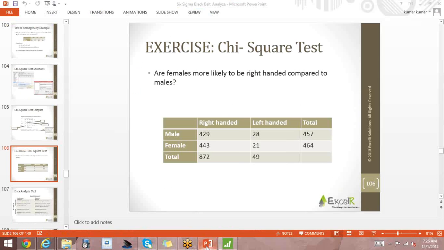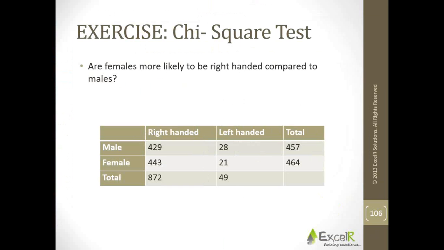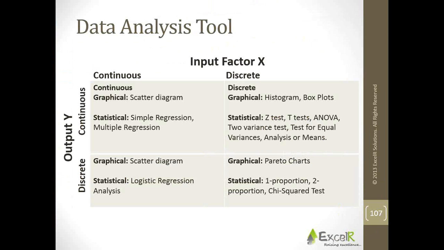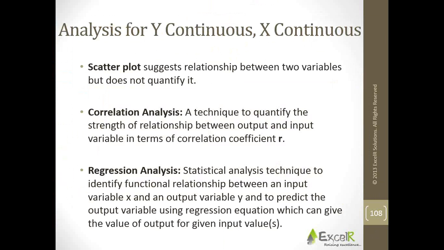All right, let me go to this. Until now we have seen what we should do when y is discrete and x is continuous, or when y and x both are discrete. What if both are continuous? What should we do? That is what we are up to now.